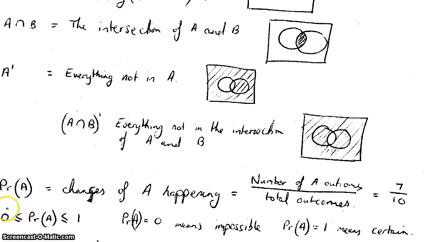We know that the probability of anything occurring must be between 0 and 1. The probability of A being equal to 0 means that it's impossible, it can never happen, and the probability of A equaling 1 means that it's certain. So you can't get a negative probability of anything happening, and you can't get a probability of greater than 1 as well.